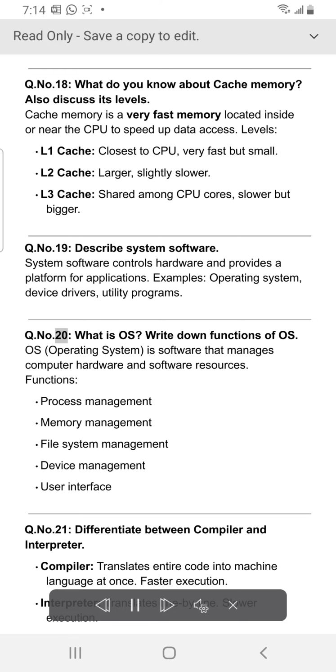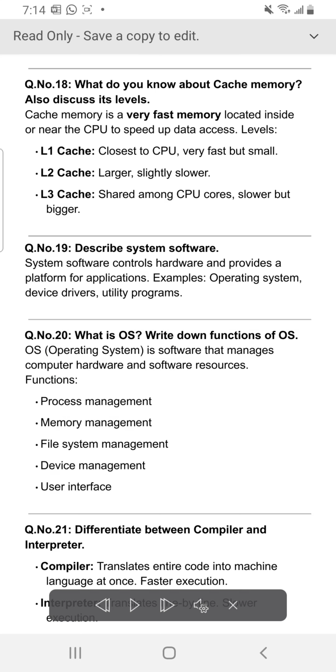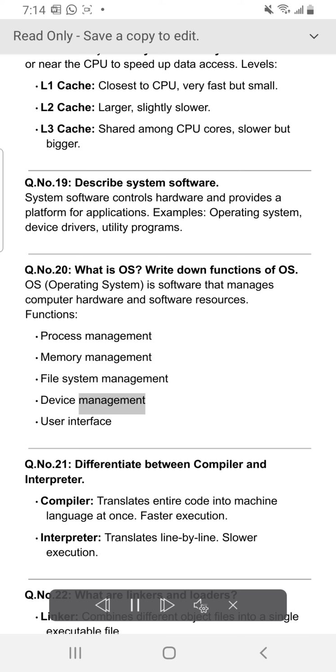Number 20, what is OS? Write down functions of OS. OS, operating system, is software that manages computer hardware and software resources. Functions: process management, memory management, file system management, device management.